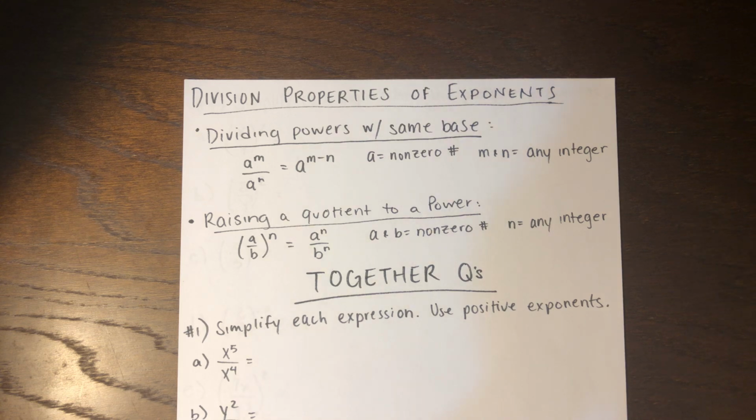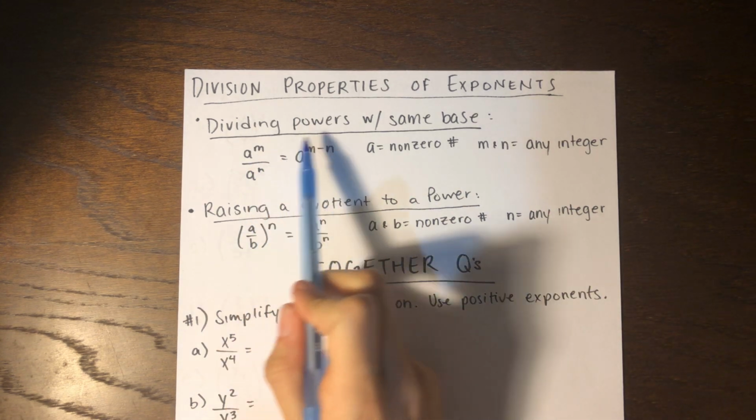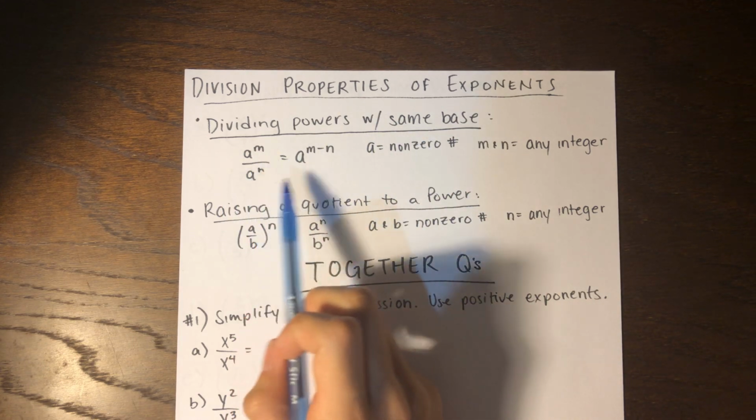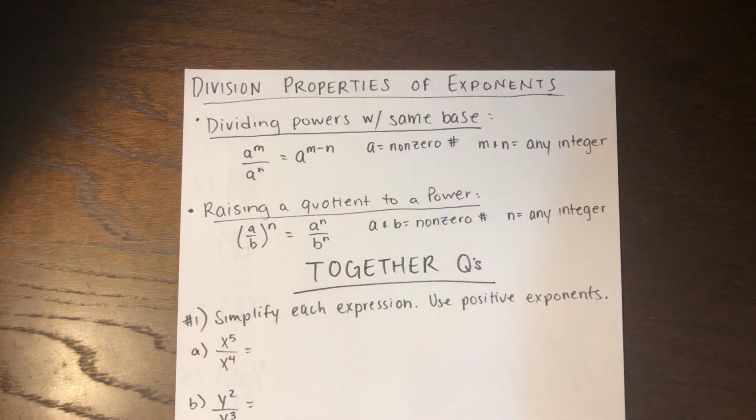Last but not least, now we're moving into division properties, and this just has one video. So, division properties of exponents. There's two of them. When we're dividing powers with the same base, it's going to look like this: a to the m over a to the n, and then we're just going to take the base and subtract m from n, so the top minus the bottom one.